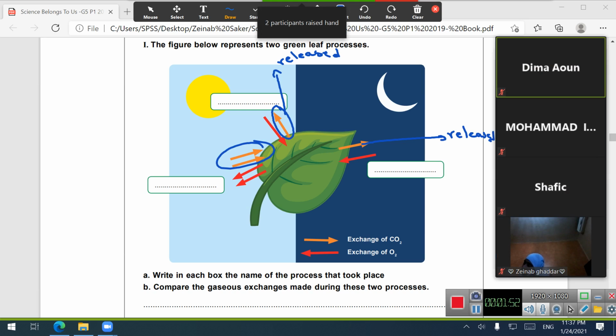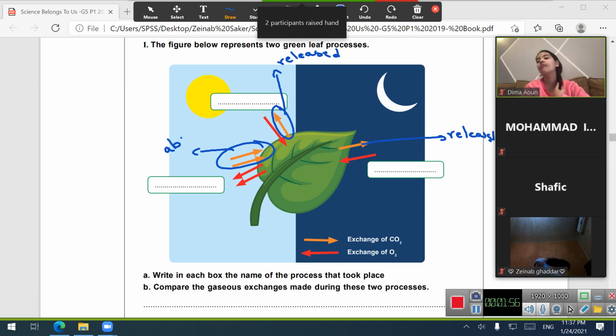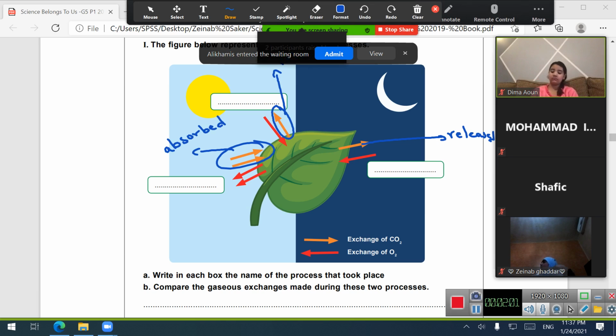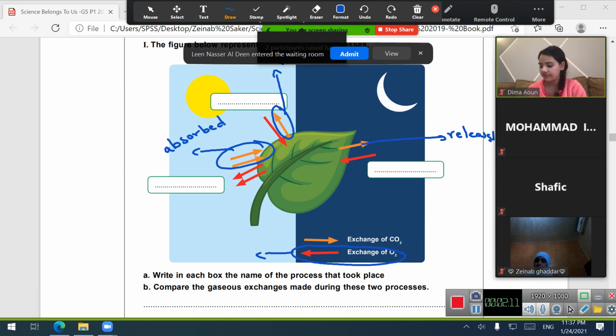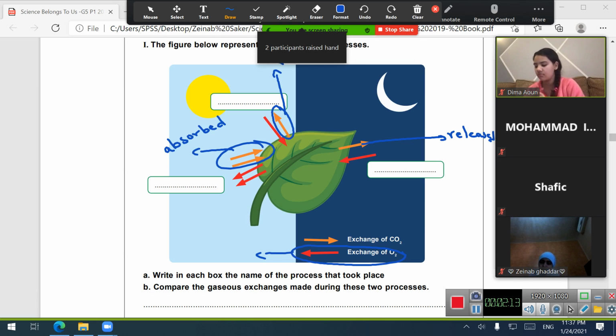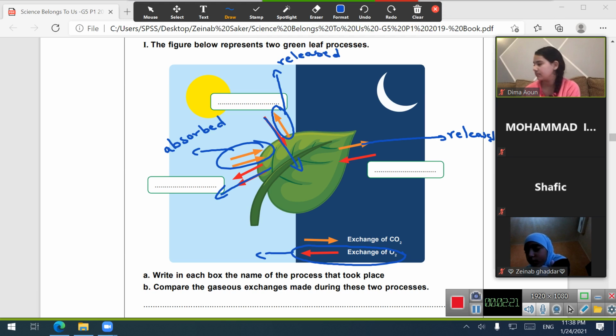But in these two arrows, carbon dioxide is absorbed. It enters the leaf. While the red arrow, as shown here, represents the exchange of oxygen, or O2. This oxygen, when it enters the leaf, is absorbed, and when it leaves the leaf, it is released.